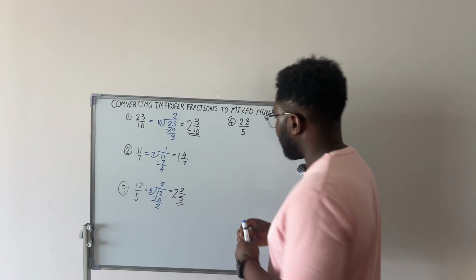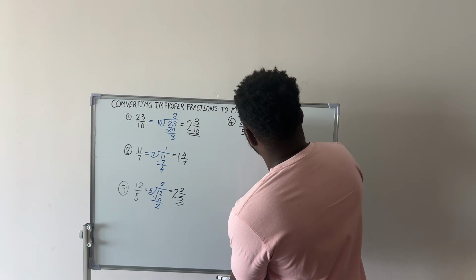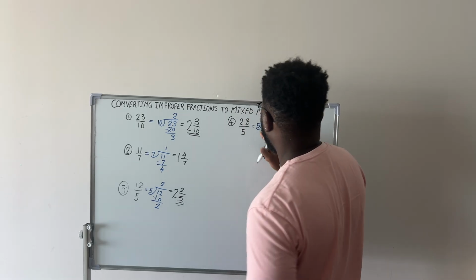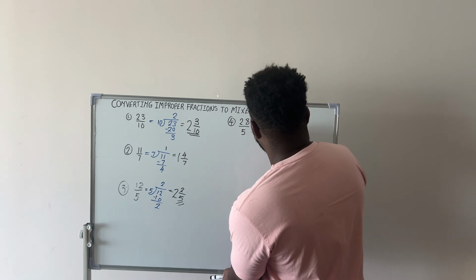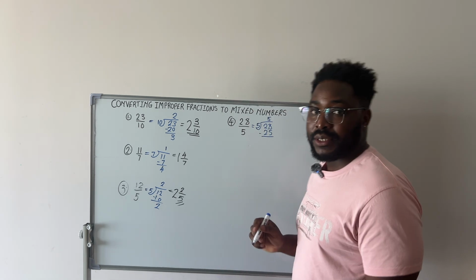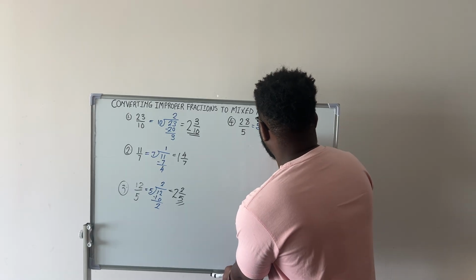So we do it in the same way. We're dividing 5, the denominator, into the numerator. 5 into 28 is 5. 5 multiplied by 5 is 25. And then we just subtract. 28 minus 25 is 3.